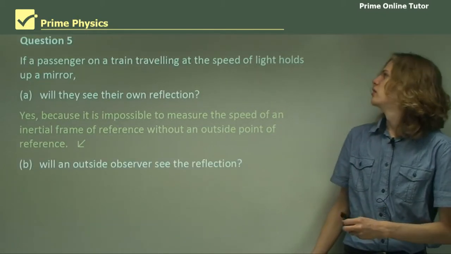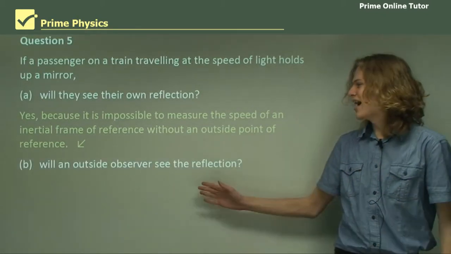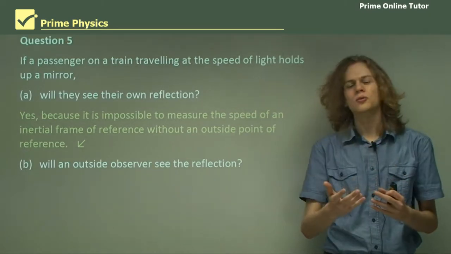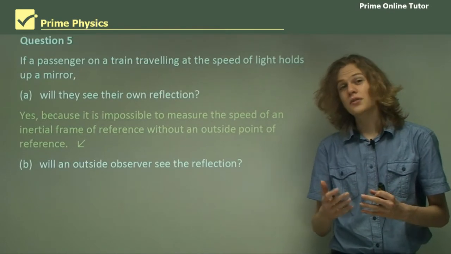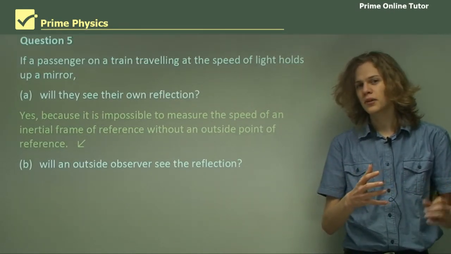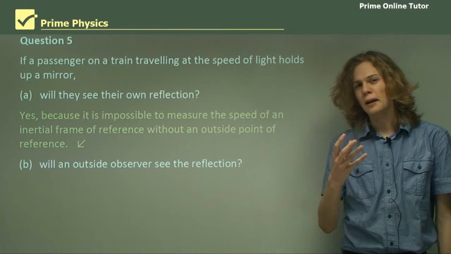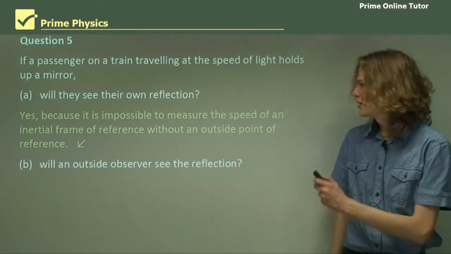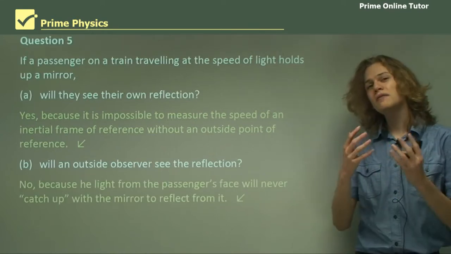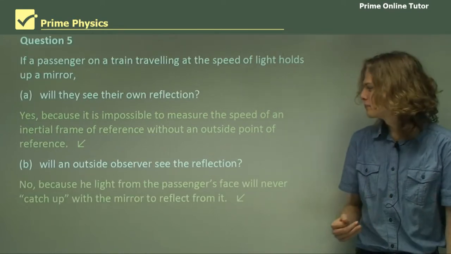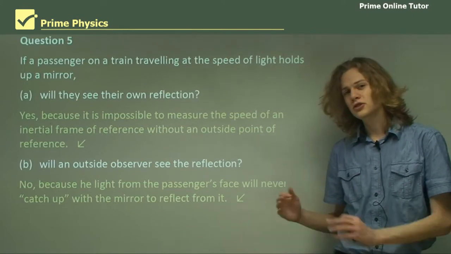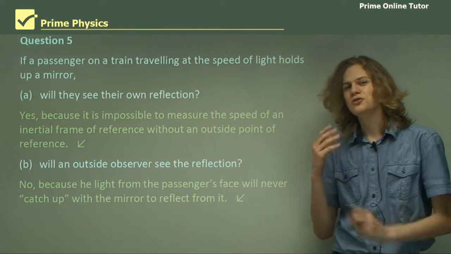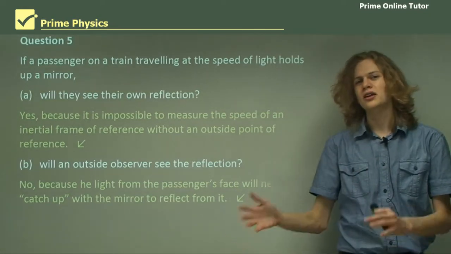Part B asks, if you hold up a mirror, will an outside observer see the reflection? That is, will the light from your face ever catch up with the mirror? And the answer is, according to the outside observer, the light from your face is traveling at the same speed as the train, so it will never catch up. That means the outside observer will never see the light catch up and bounce off the mirror. That's because the train is traveling at light speed, and the light from your face is traveling at light speed, and so they can never meet up.